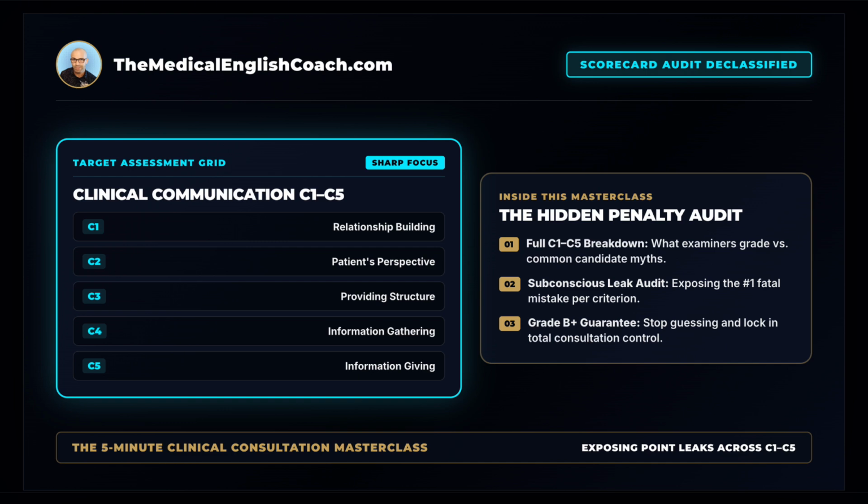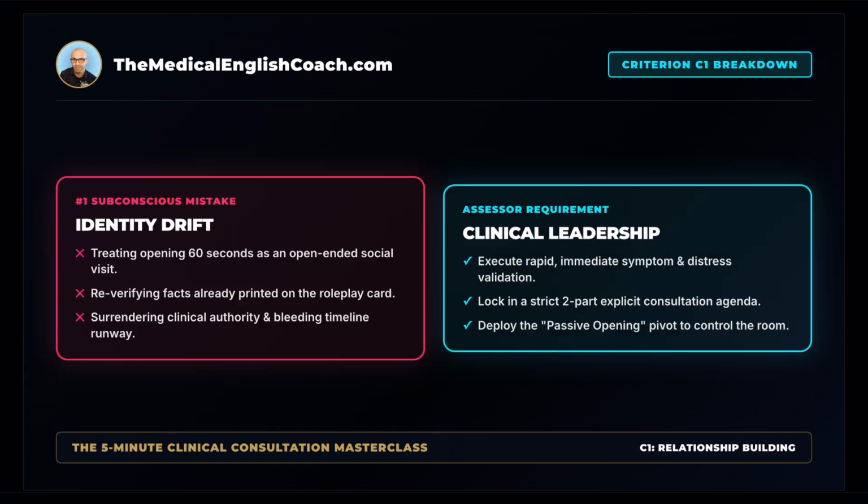I'm going to walk you through all 5 clinical communication criteria, expose the number 1 subconscious mistake doctors make in each one, and show you exactly where you are leaking marks. By the end of this video, you will stop guessing what the examiners want, and you will know exactly how to secure your grade B+. Let's get started. Let's start with Criterion C1, relationship building.